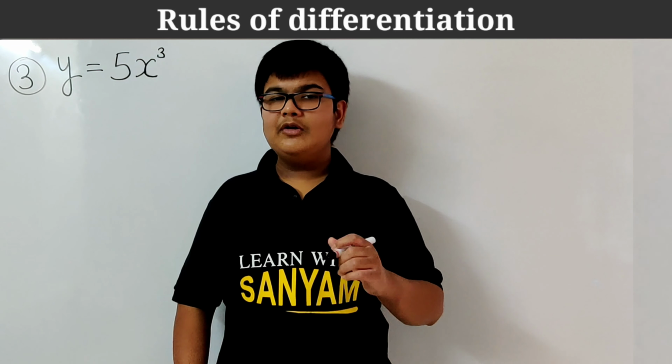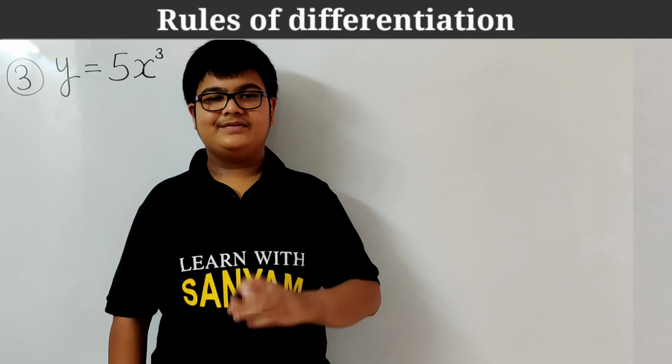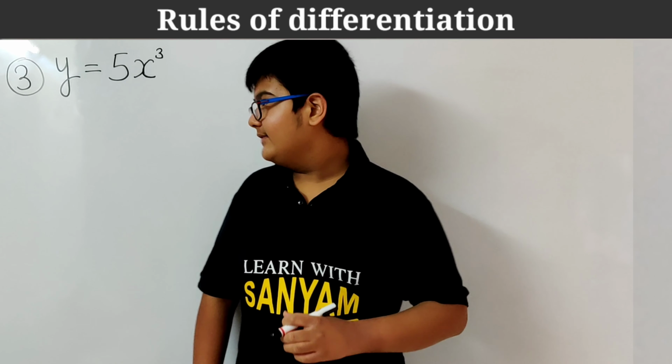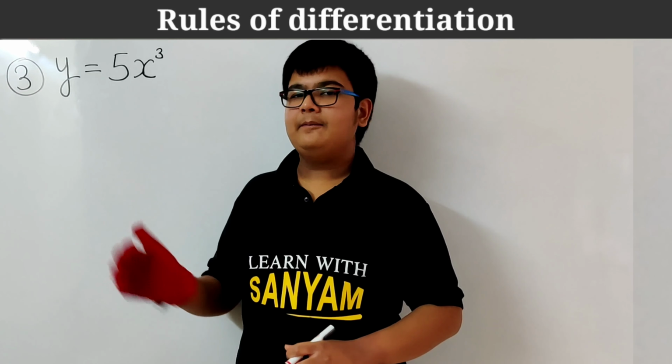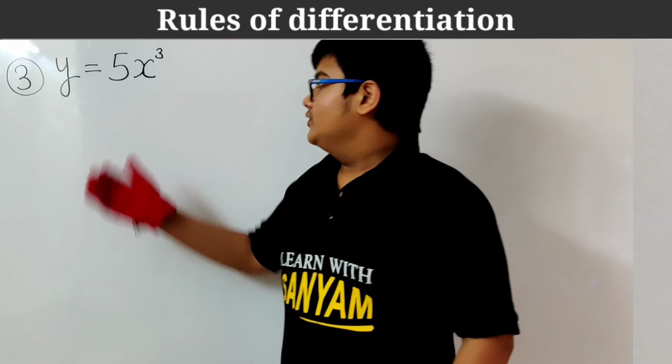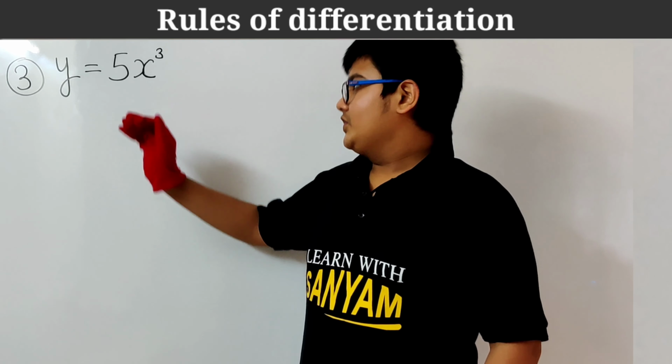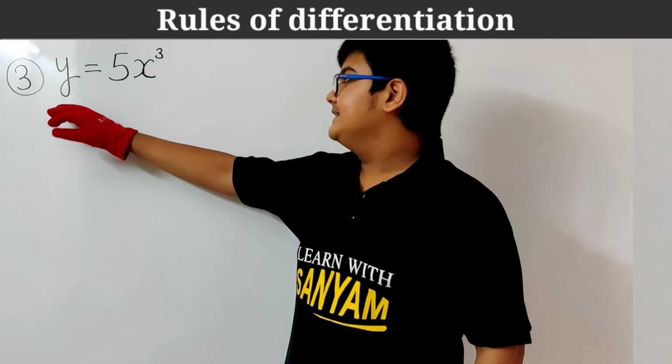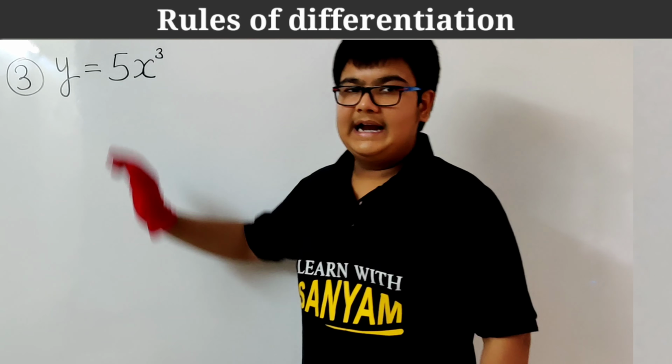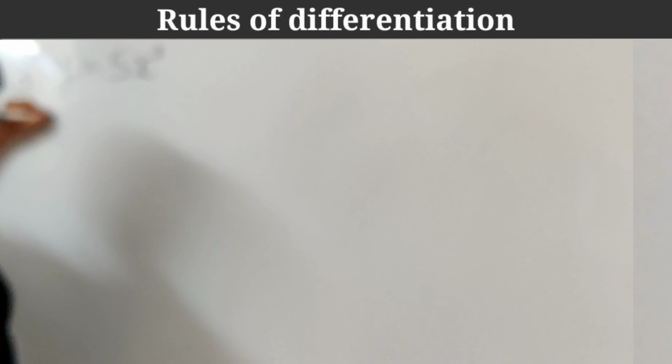This rule is quite related to the second rule which we have read before. So that's why I will directly explain it with the help of an example. Consider that in the question we are asked that y is equal to 5x cube and we have to find dy upon dx.